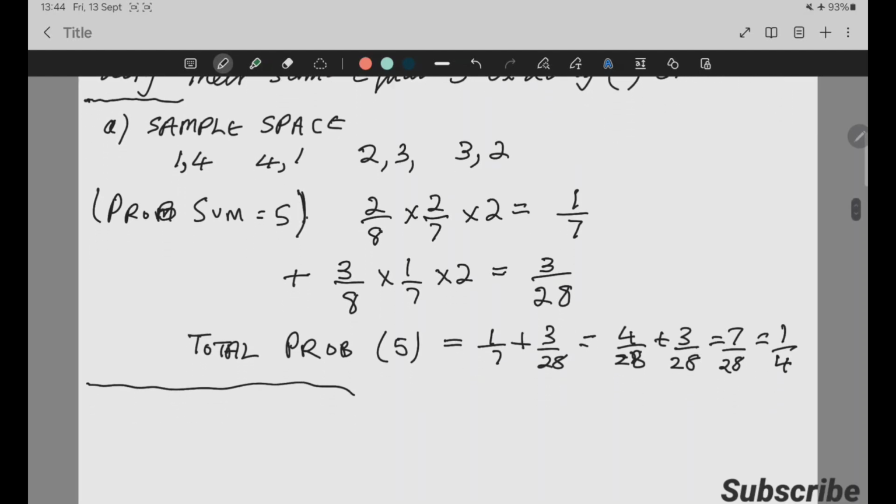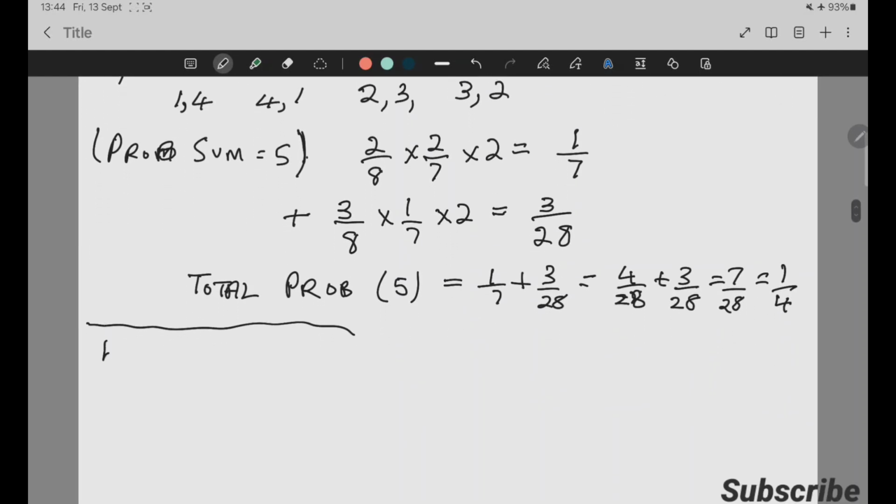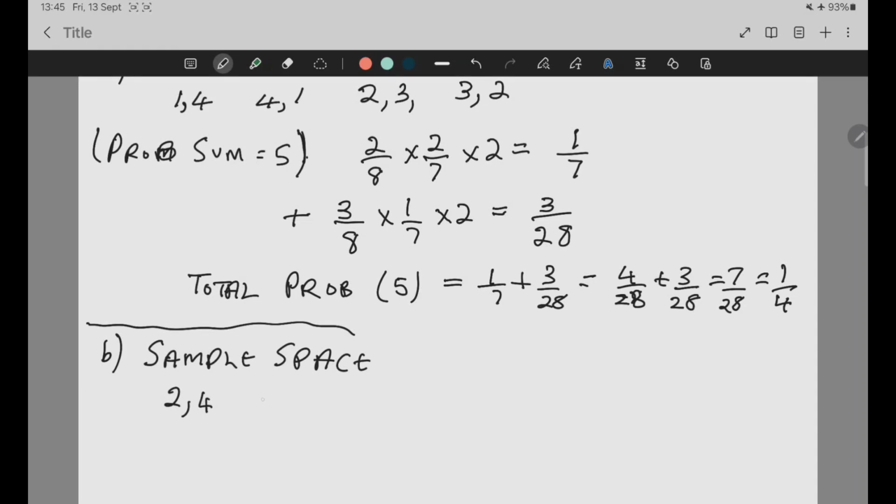We now move on to part B. Again, we'll write down the sample space. Sample space. And these are numbers that have to add up to greater than 5, so that'll be 2, 4, and the reverse, 4, 2. 3 and 4, 4 and 3. And lastly 4 and 4.